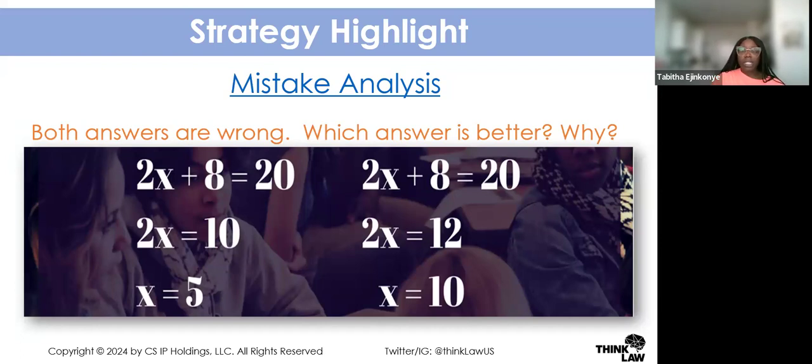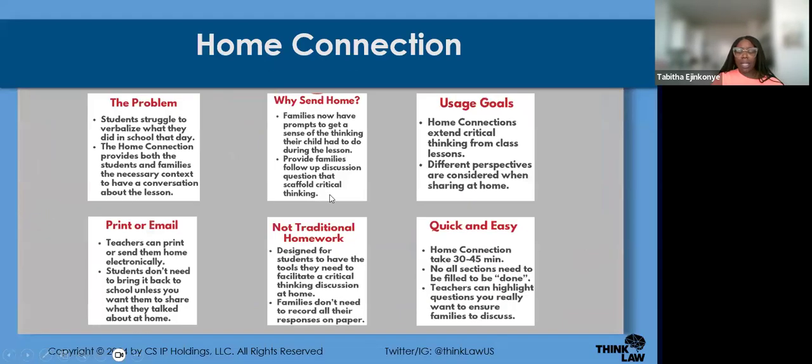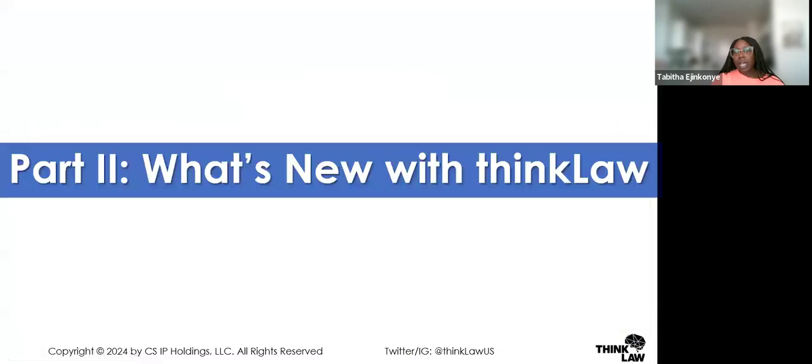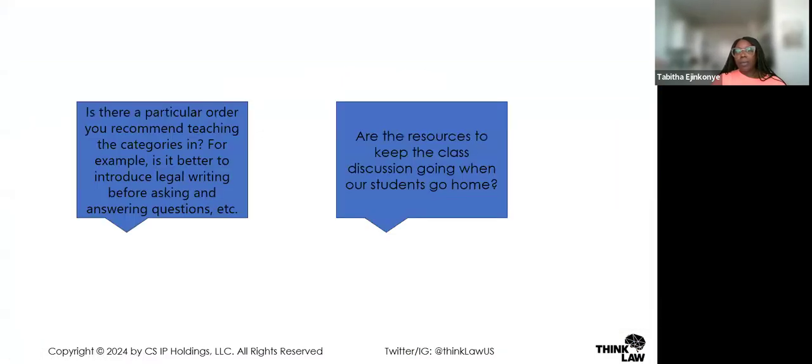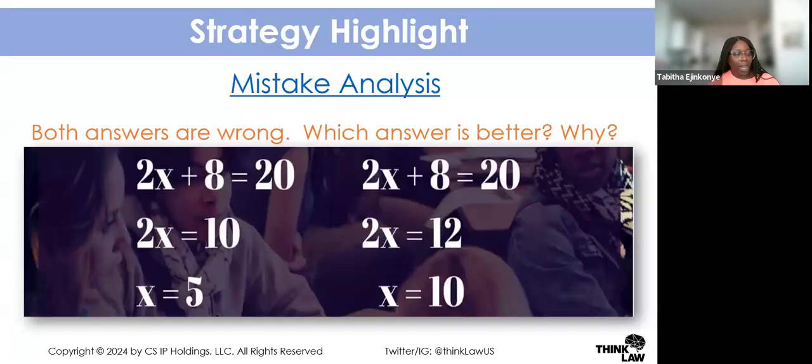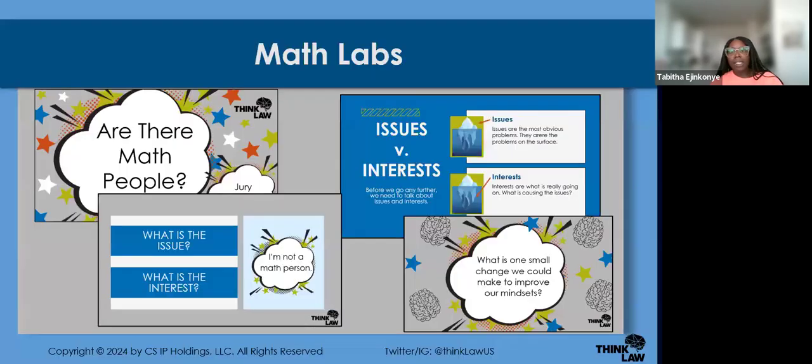We have other strategies that you can try. Earlier, someone mentioned asking better questions, and what was the other one? Asking and answering questions, sorry, and then introducing the legal framework, which is your writing framework. So check those out. Those are three strategies that we've already looked at so far. And then we're going to jump into some new things that are going on in the portal that you may not have caught. So the first one is going to be the math labs.